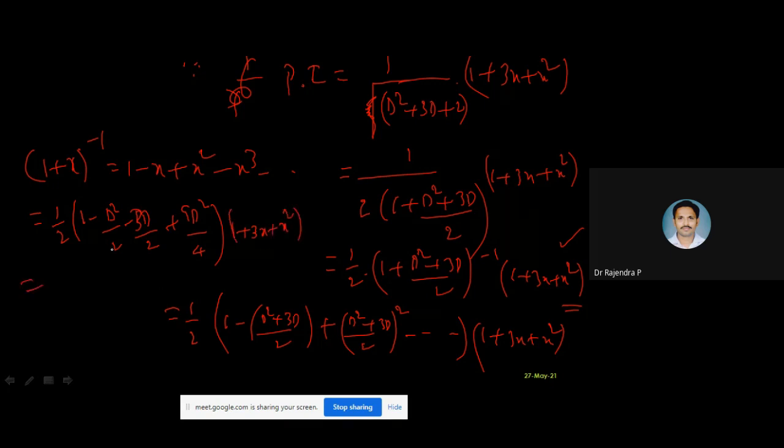So now we will multiply each term. Of course, we can simplify this some more. These are d square terms. If you take it as a common, this will be 2d square. So 1 plus 7d square by 4, right? And minus 3d by 2 into 1 plus 3x plus x square will be there. Right. So up to that, if you get it, the remaining things are very easy for you, isn't it?